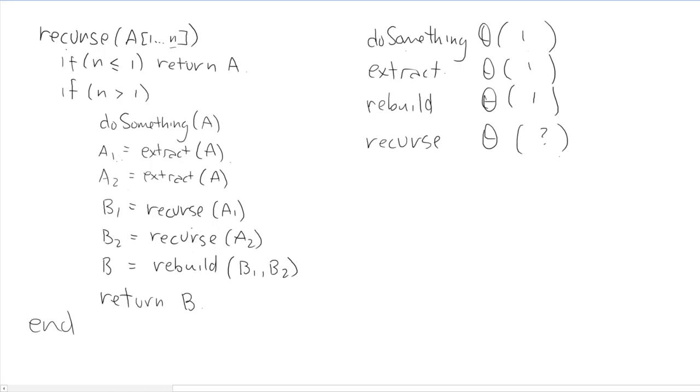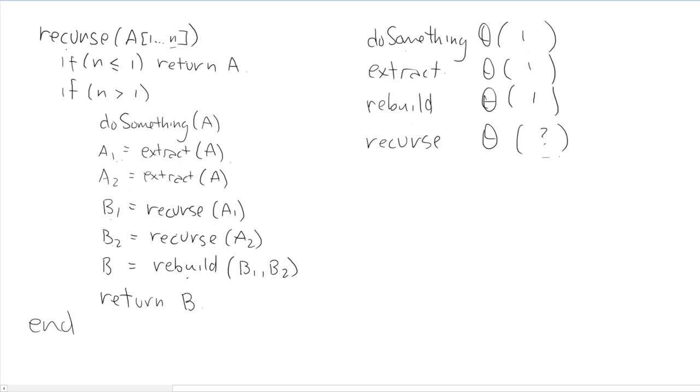Now we've got some recursive calls. That's the calls to this function here. That's what we're trying to figure out, how long they take, how long this whole method takes. But after the recursive calls, so maybe we recurse once on A1 and we recurse once on A2, giving us some results, B1 and B2, and we need to put those back together. Again, maybe using some method, I've called this one rebuild. I'm going to say, again, it's going to take constant time, and then we just return whatever it is that we've rebuilt.